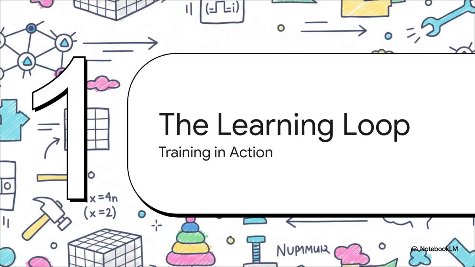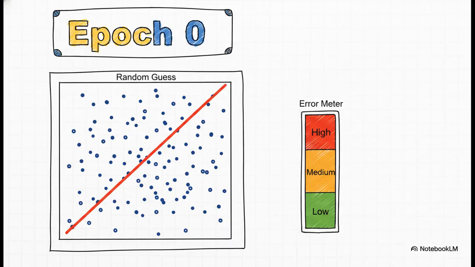Okay, let's put it all together now. The training process is really just a loop. We do a forward pass to make a prediction, then a backward pass to figure out how to improve, and then we update our weights. And we just repeat this cycle over and over and over again. Each full cycle is called an epoch. So, at the very beginning, epoch 0, our line is just a random guess. As you can see, the error is really high.